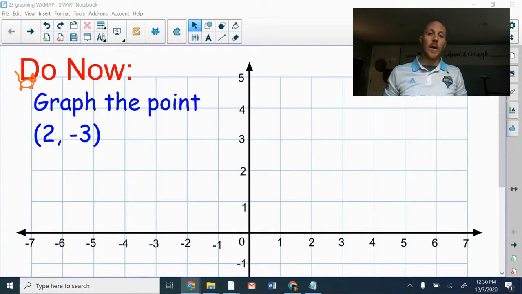Hey, it's MathCat. Please graph this point (2, -3). Hit pause till you're done, and I'll hang out here till you're ready.